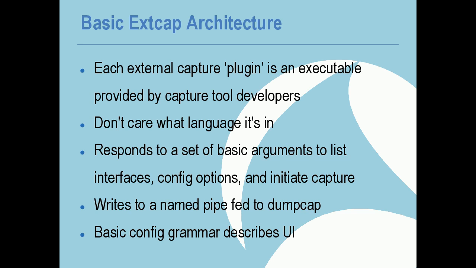So we give it a basic set of arguments that it really has to respond to. It has to be able to take a FIFO. It has to accept an argument to list what interfaces it supports. It has to accept an argument for what DLTs they have. And it has to accept an argument that says start actually doing something and write it to this FIFO. It writes a PCAP file using standard libpcap. You just open the pipe as if it was a file, and then you can just dump to it with all your standard code, almost no changes. So if you can log to a file, you can integrate with this already.